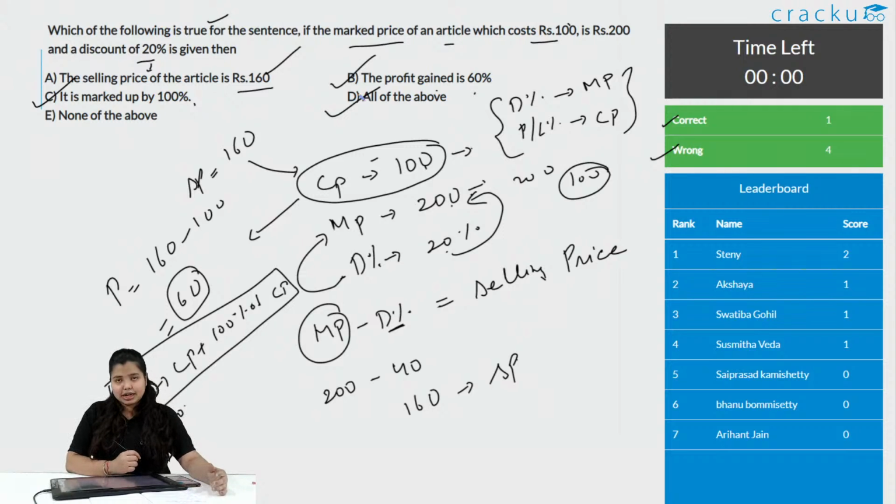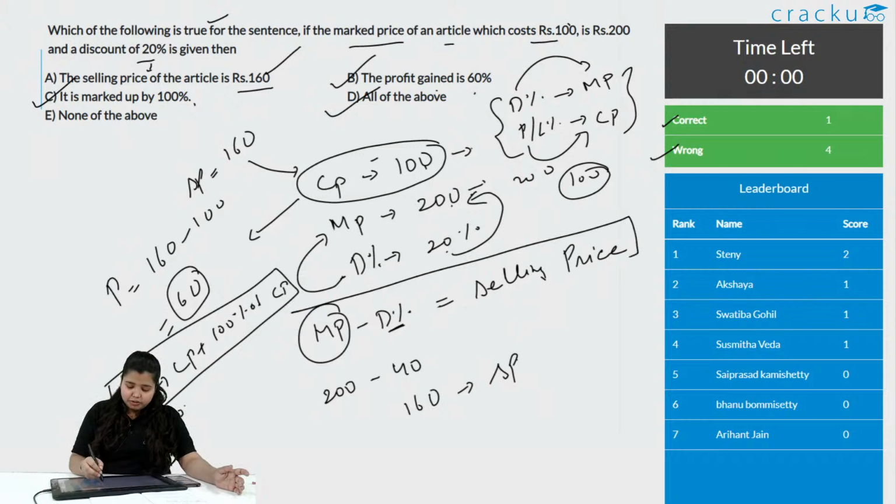I got really few correct answers for this, as this was an easy concept-based question. If you know where the discount is applied and where the profit and loss is applied, and how we get the selling price if we are given the marked price and discount, you will get this answer correct.